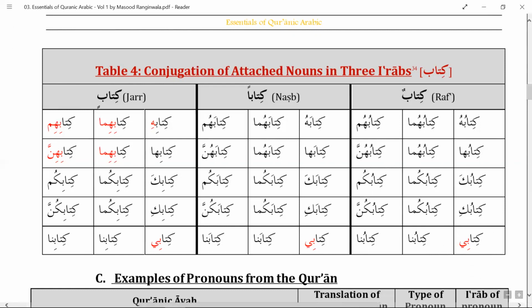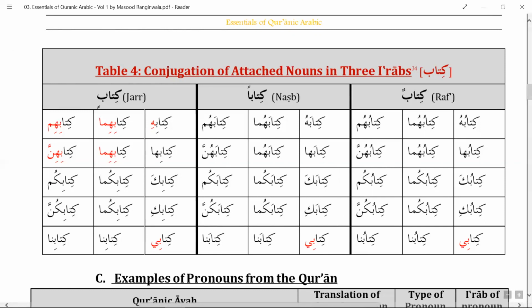Okay. Then in nasb, you have kitabahu, kitabahuma, kitabahum, kitabaha, kitabahuma, kitabahunna, kitabaka, kitabakuma, kitabakum, kitabaki, kitabakuma, kitabakunna, kitabi. Again, you see here it's kitabana. So it's nasb. And the same thing would be for jar.